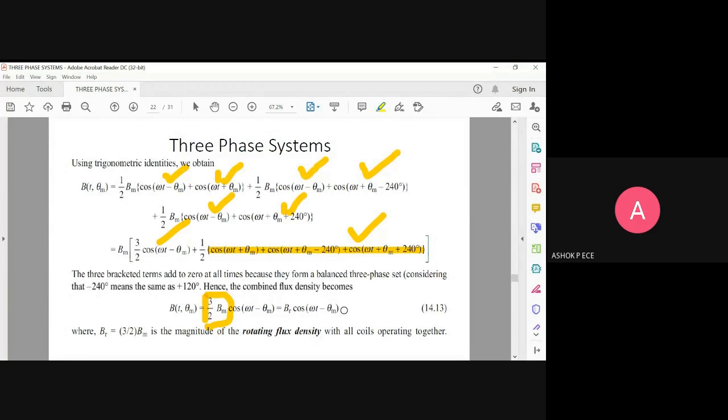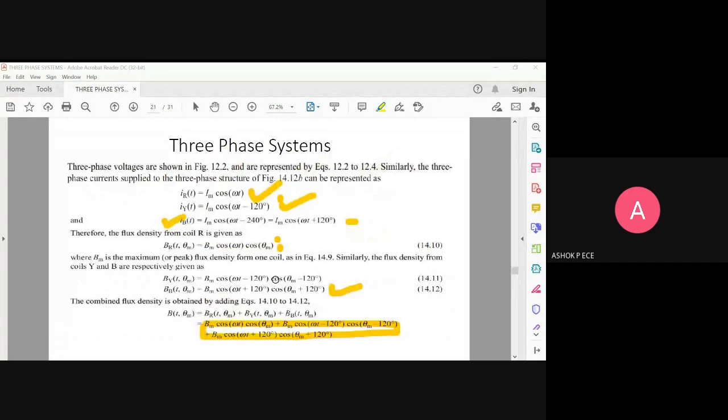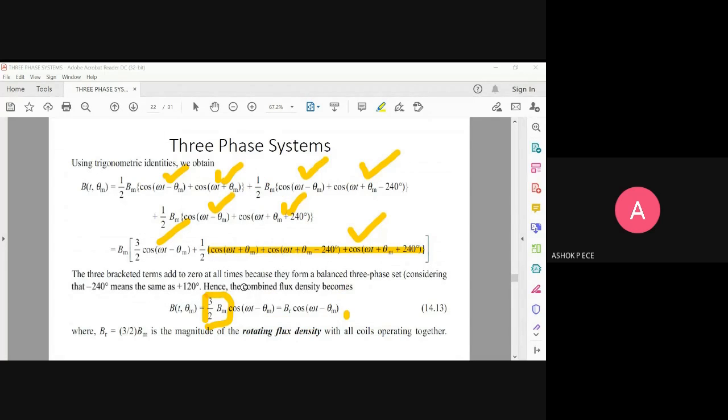So this is the rotating magnetic flux produced when all the coils are operating together. The maximum value of the magnetic field is going to be 3 by 2 into Bm. It is 1.5 times more than your Bm. So see, when you add the three-phase currents, it becomes 0. But when you add the three-phase magnetic fields, it is not 0. Very, very important thing, please understand.